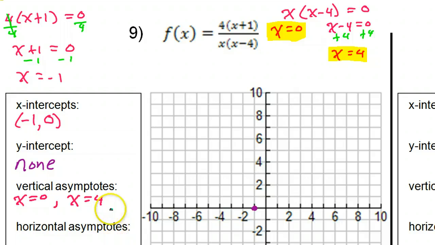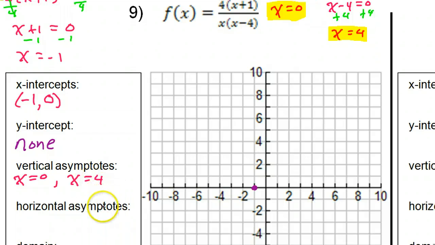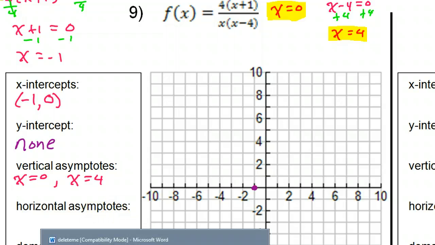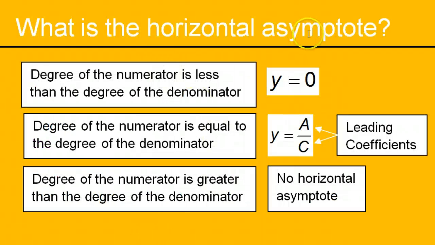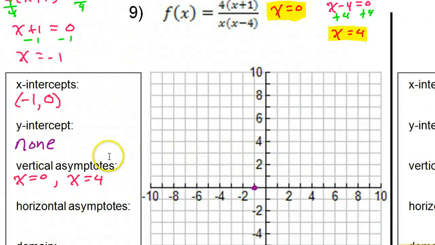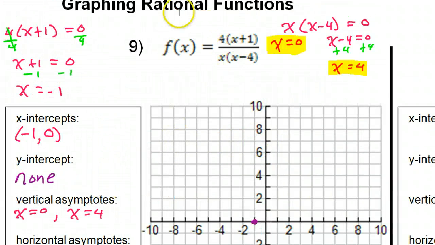Alright, horizontal asymptotes. How do we find those? Well, I'm glad you asked that. Remember, horizontal asymptotes, that's a little more complicated. That's where we have to ask ourselves, which one of these three cases are we in? We're talking degree. Is the degree of the numerator less, equal, or greater than the degree of the denominator? Alright, that'll depend. So let's see what we have up here.